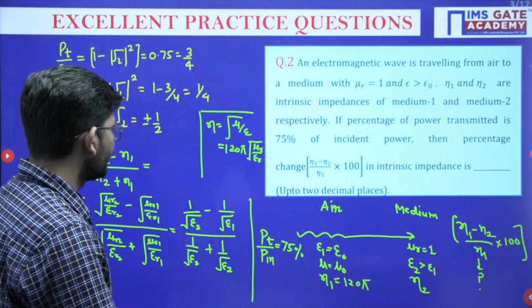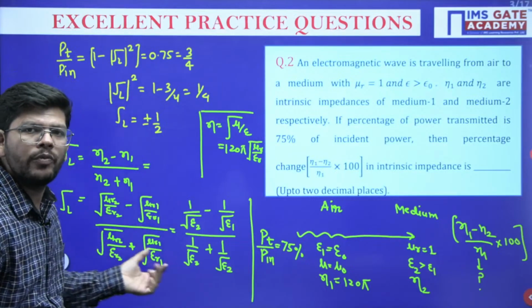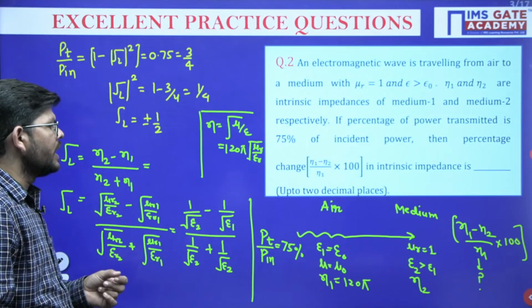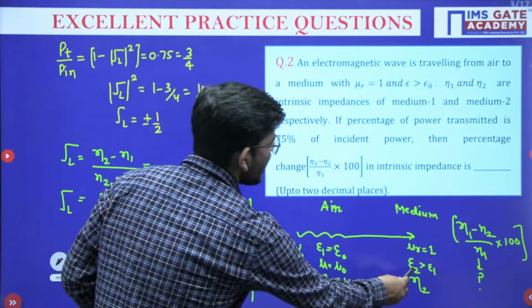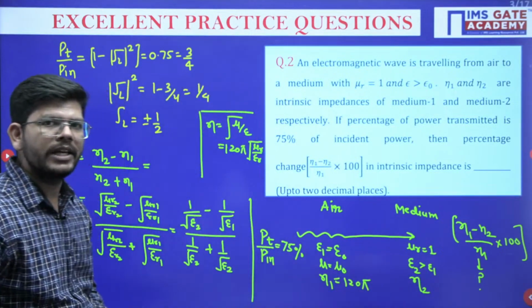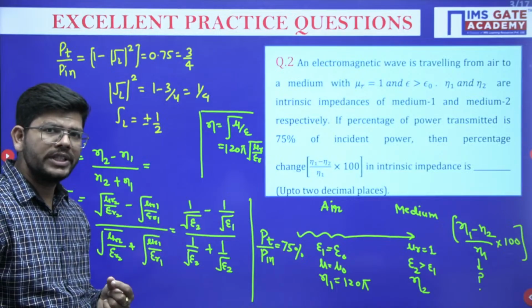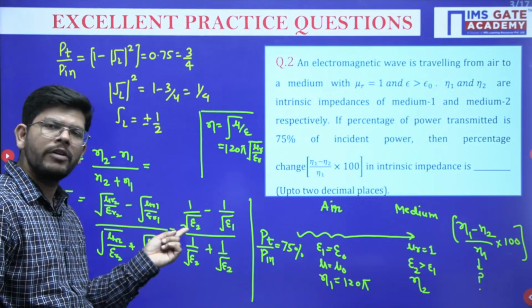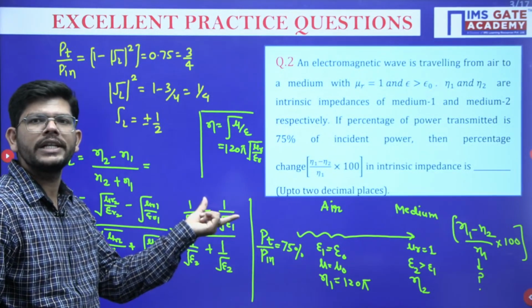So reflection coefficient is given to us. Now what has been given to us is that epsilon 2 is greater than epsilon 1. So if epsilon 2 is greater than epsilon 1, this ratio will be less and this ratio will be more, isn't it?